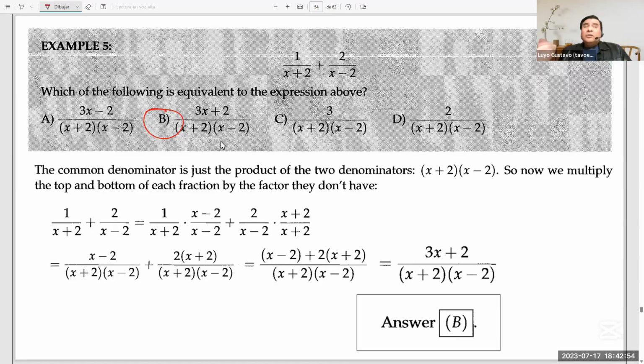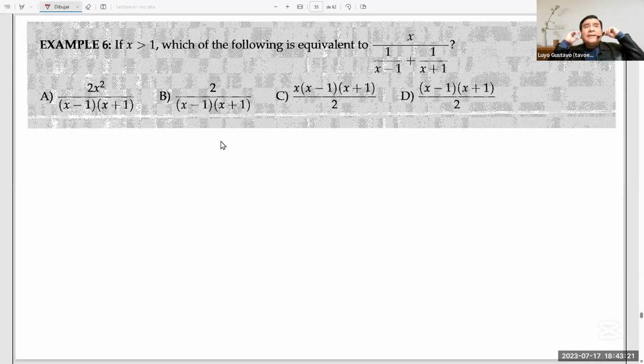But you see, in order to add fractions with algebraic expressions, we use the same strategy that we use to add fractions that are heterogeneous. That is to say, fractions that have a different denominator. First, we find or convert both fractions to a common denominator. And then we add the numerators. Example 6. If x is greater than 1, which of the following is equivalent to x over the sum of 1 over x minus 1 plus 1 over x plus 1?